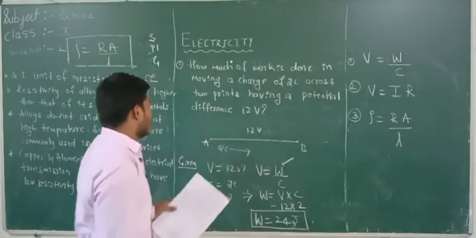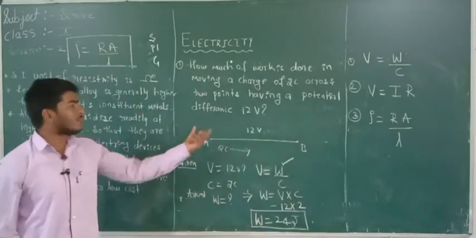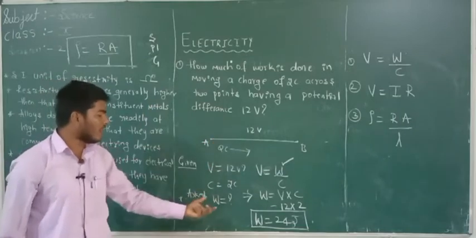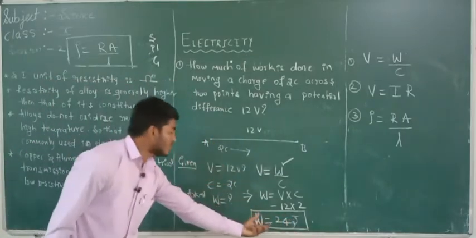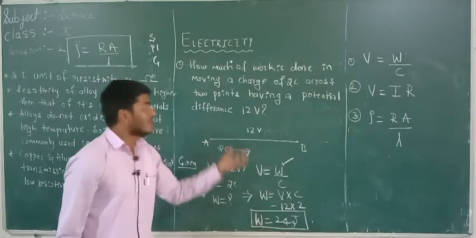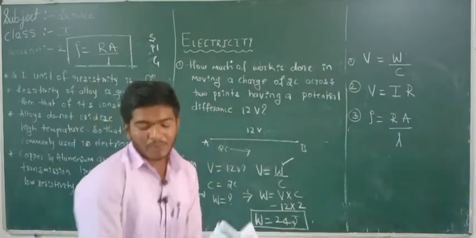To transfer 2 coulomb of charge across a potential difference of 12 volt, we need 24 joules of energy, or we do 24 joules of work. Okay, this is the problem. Another problem we are going to solve now.